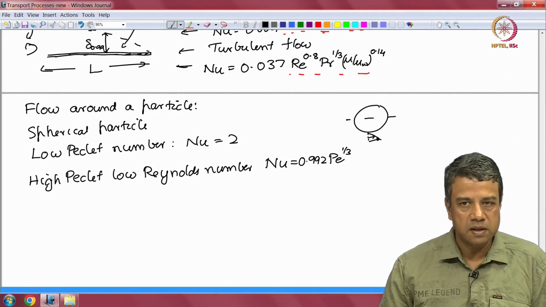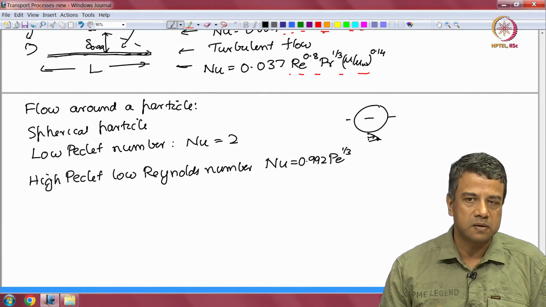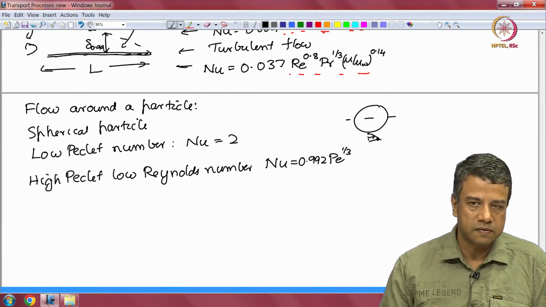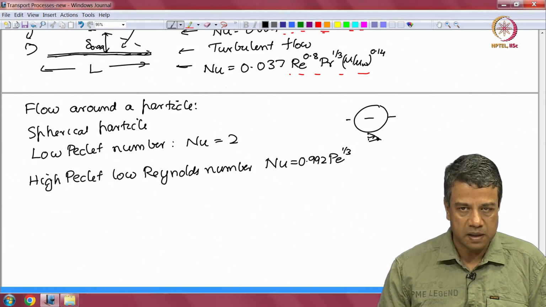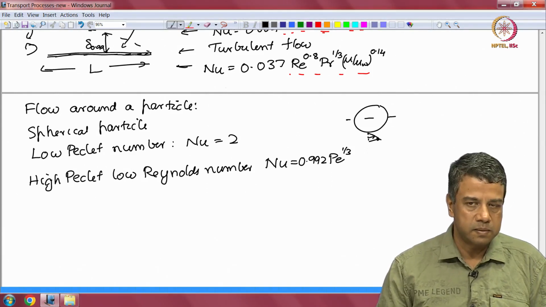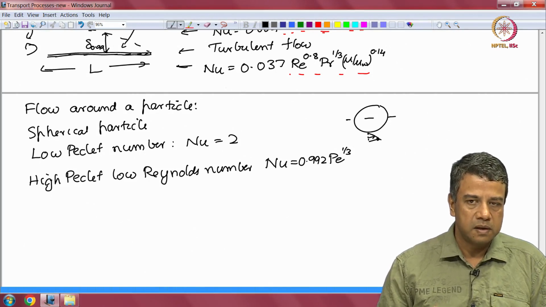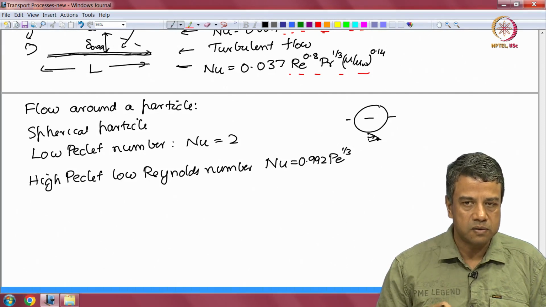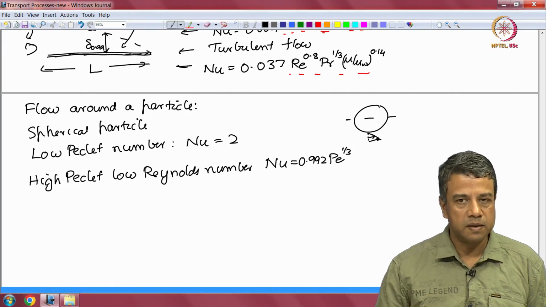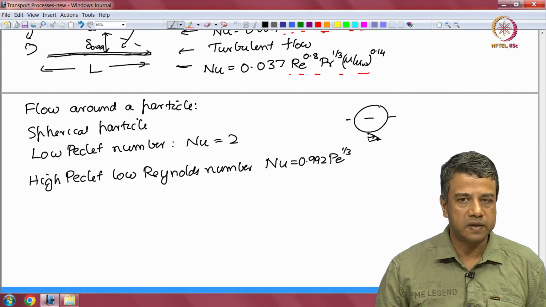And these correlations work reasonably well with an error margin of about 30% or so, over a range of Reynolds numbers and Prandtl numbers, or Reynolds numbers and Peclet numbers. So, these should be used only for estimating, but not for actual design. There you should use more accurate correlations which should be available for specific configurations in literature.